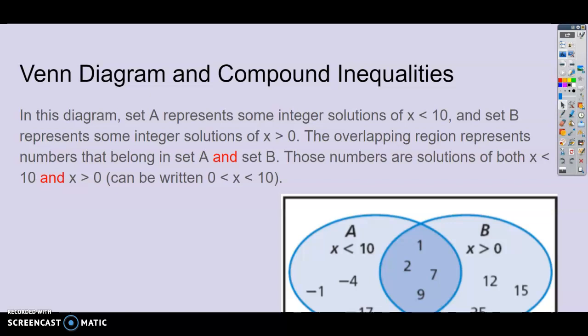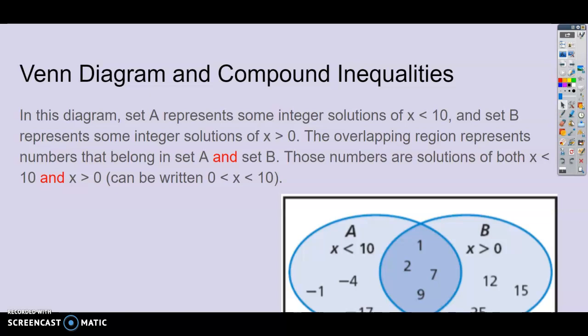A Venn diagram is just a visual way to look at how these are related. So in the diagram, set A represents some integers where x is less than 10. So if you look, everything over here, 1, 2, 7, 9, -4, -1, and -17, all of those are less than 10. And that's what is represented in set A.